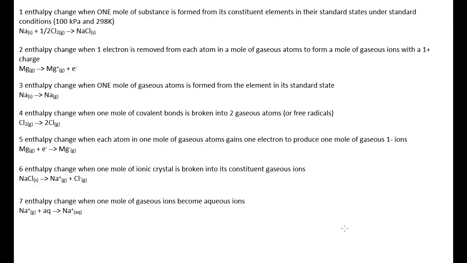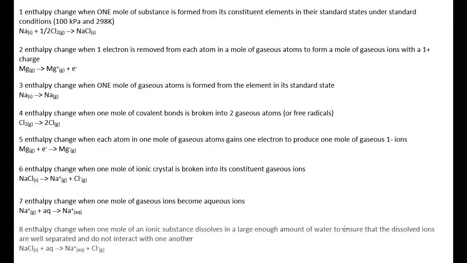Seventh one, we've got enthalpy of hydration. So this is the enthalpy change when 1 mole of gaseous ions become aqueous ions. So that's Na plus (g) plus aq for aqueous, going to Na plus (aq). So we're going from gaseous ion to aqueous ion.